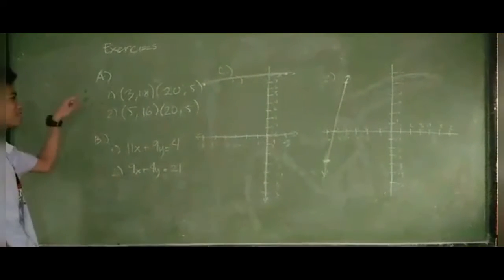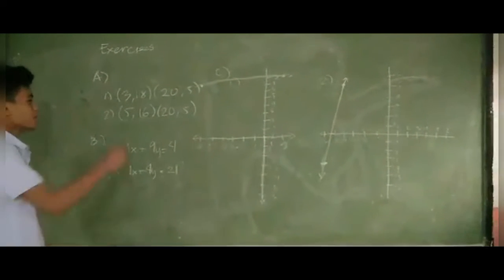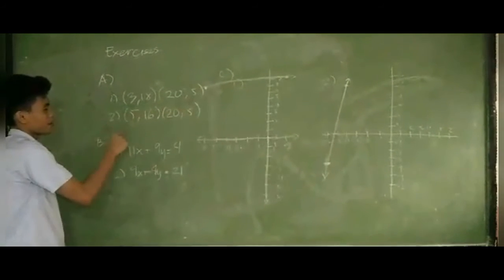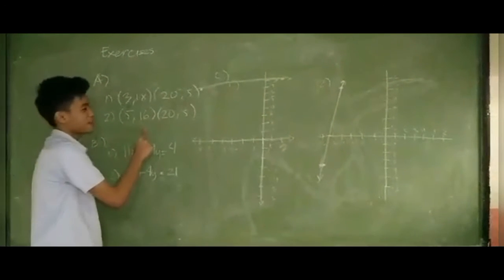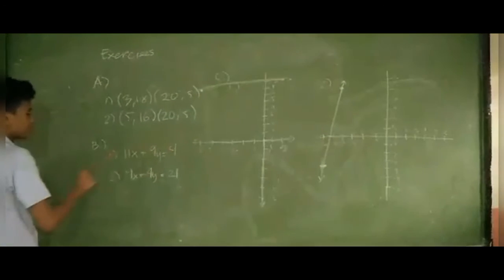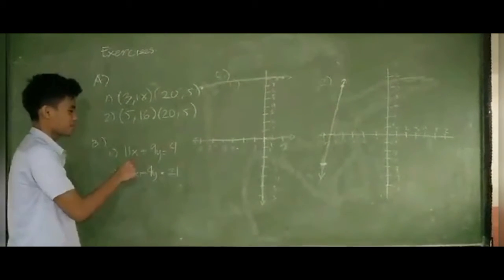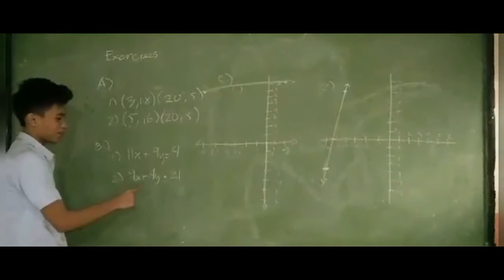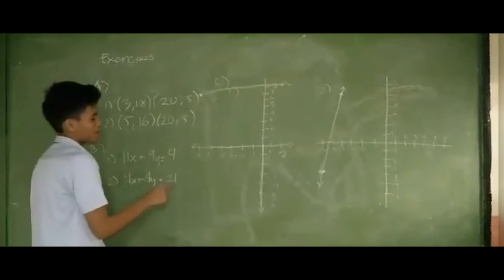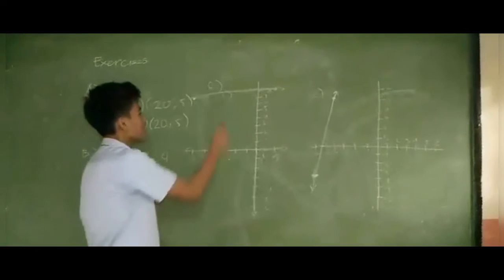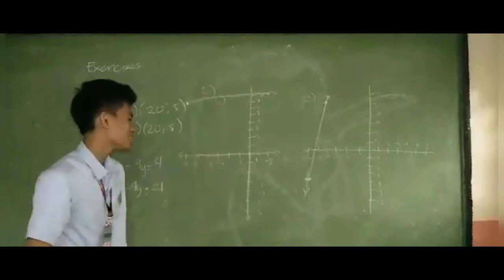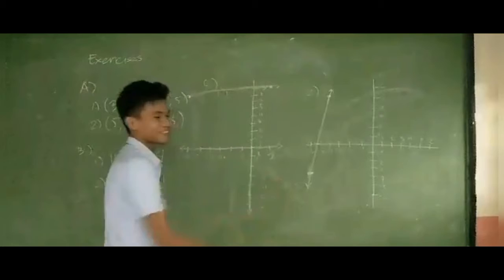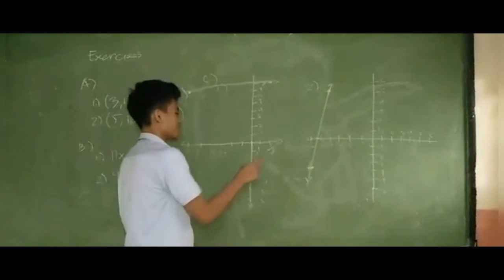In this exercise, we have A for 2 points, B for equation, and C for graphs. In the first exercise of 2 points, we have (3, 18) and (20, 5). On the second one, we have (5, 16) and (20, 5). In letter B, we have 11x plus 9y equals 4. In the second one, we have 9x plus 4y equals 21. On the graph, we have this graph. What you will do in this graph is use the rise over run.